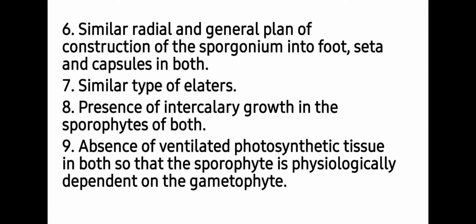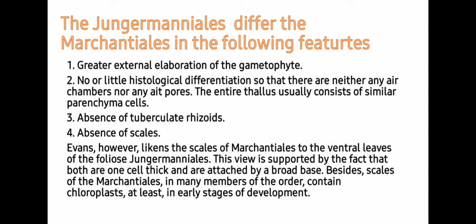Similar radial and general plan of construction of sporogonium into foot, seta and capsule in both, and both have similar type of elaters. There is presence of intercalary growth in the sporophyte of both, and absence of ventilated photosynthetic tissue in both, unlike the Funaria, so that the sporophyte is physiologically dependent on the gametophyte. So these are the points of similarity of Jungermanniales and Marchantiales.